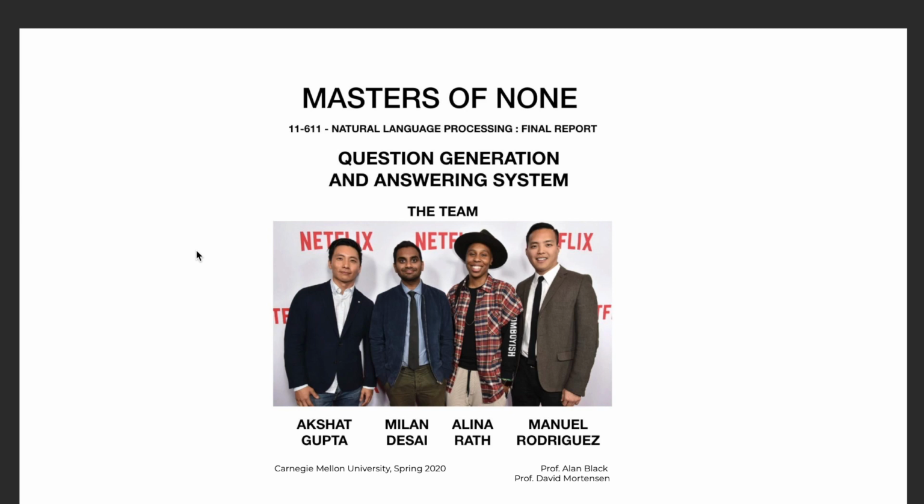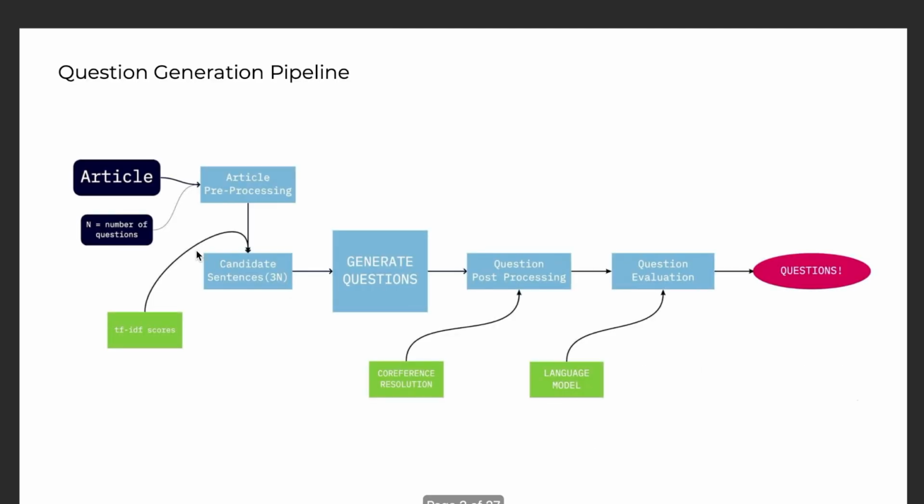Here you find out about our question generation and answering system. We begin with question generation. We start by pre-processing the article, dividing it into paragraphs. Then we generate candidate sentences from which we want to generate questions. These candidate questions are then passed through a post-processing system. We then score these questions in our evaluation system, and this whole pipeline gives us beautiful looking, grammatically correct questions.